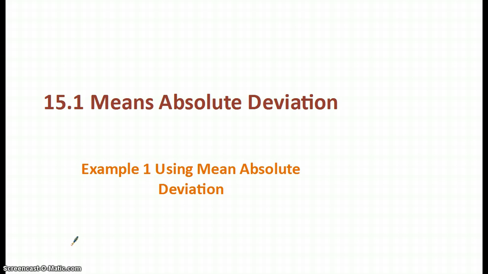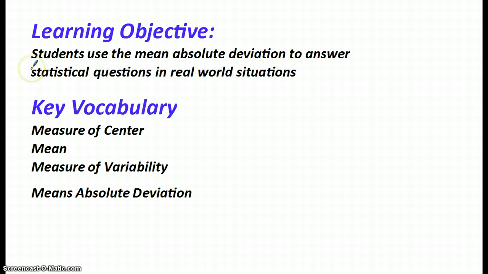So as you recall from the last video, we were trying to understand what we mean by mean absolute deviation. And we did work through to show you how it is computed. Today, let's take a look at how we use this mean absolute deviation. So your learning objective is you will use the mean absolute deviation to answer statistical questions in real-world situations. Recall your vocabulary: measure of center, mean, measure of variability, mean absolute deviation.